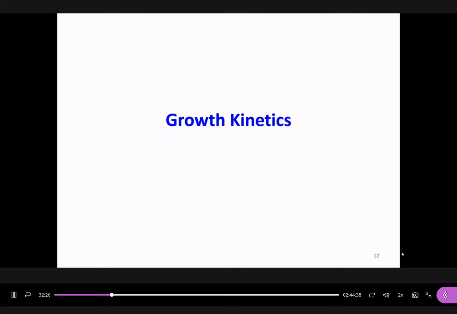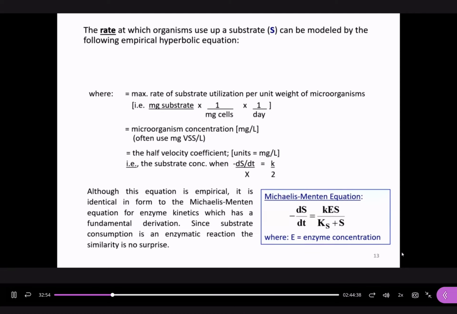Does that make sense? Yes or no? That is the fundamental mechanism we are utilizing: the microorganisms eat the organics. By describing their growth, we could describe their consumption of organics. So the first thing we study is growth kinetics.